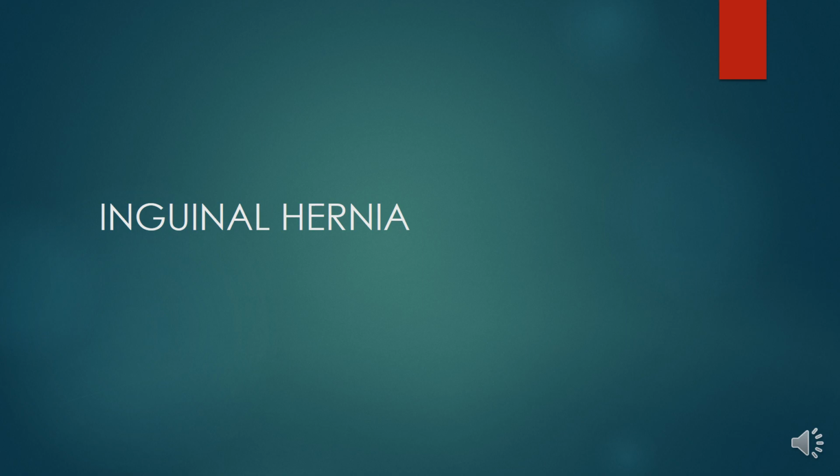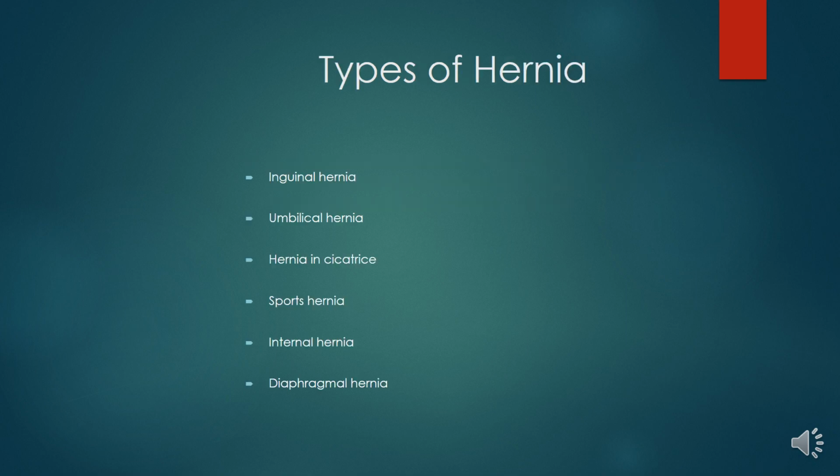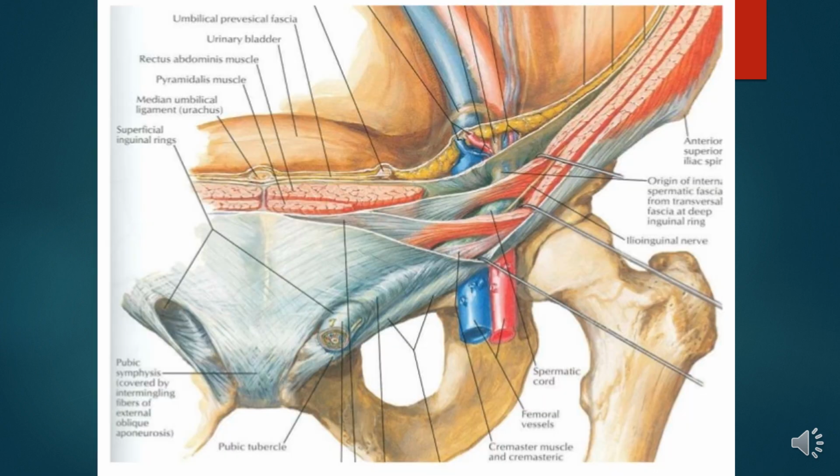Today we're going to talk about inguinal hernias. A hernia is a protrusion of a viscus or a part of a viscus from the cavity it contains. There are various types of hernias, and inguinal hernia is one of the common abdominal hernias. And these are a few other hernias according to the types.